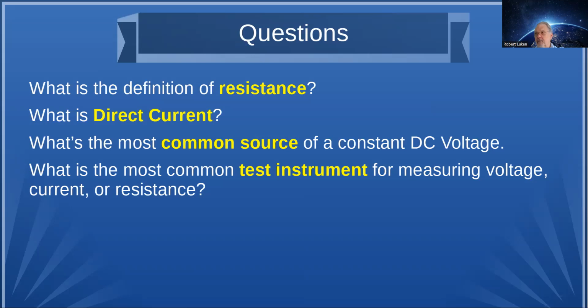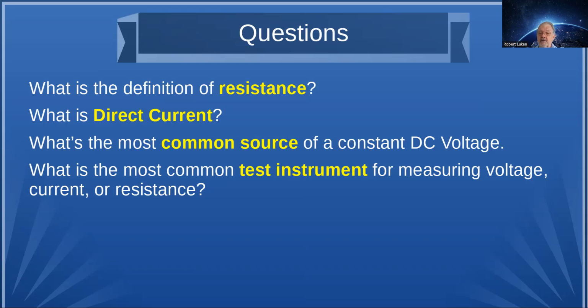The opposition to current flow. What is direct current? It's called direct current because it always goes in the same direction. It does not reverse. Whereas alternating current reverses direction. Current goes back and forth.